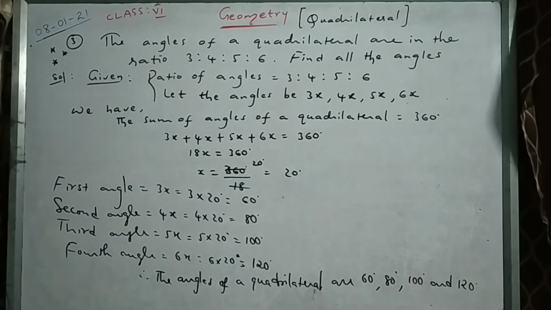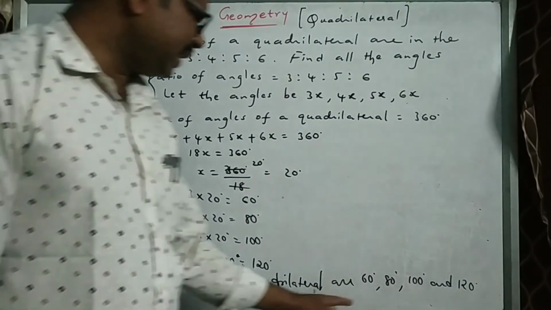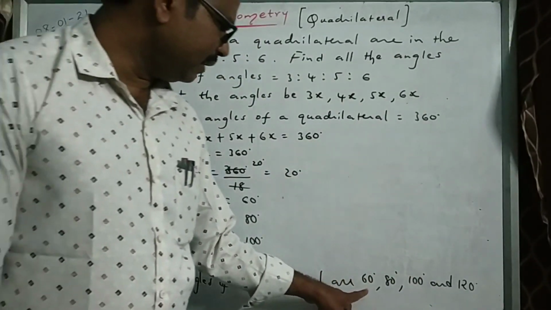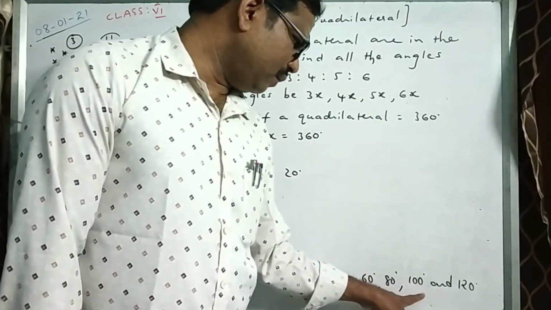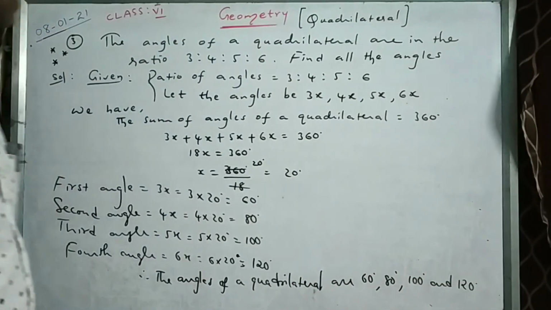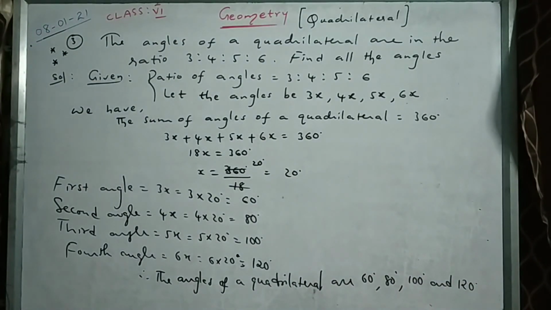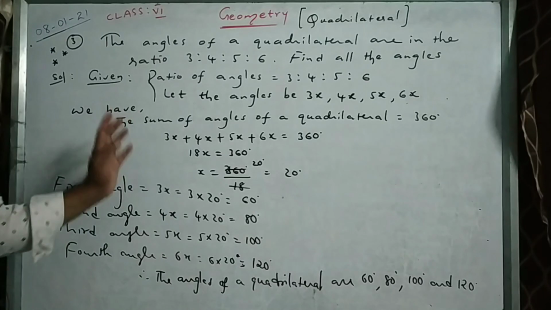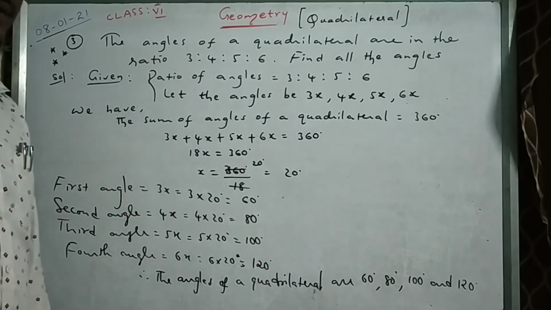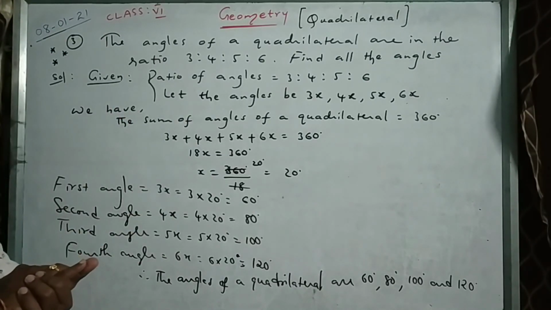So this is the way we have to calculate. If you add all these angles, we will get 360: 140, 240 plus 120, 360. So our procedure is correct. This is the way we can calculate. Hope it is clear. Practice carefully all these problems. Thank you.